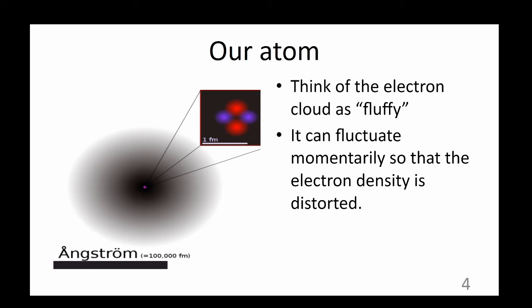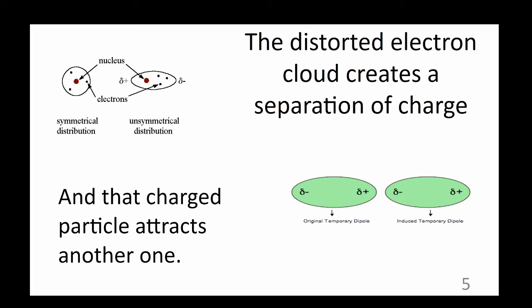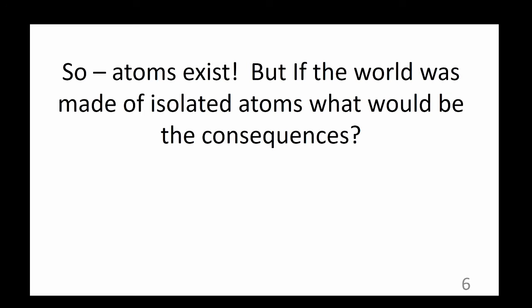The electron cloud can fluctuate momentarily, so that way the electron density is distorted. The image here shows how the electron cloud can be distorted, and as the electron cloud distorts, it creates a separation of charge. This separation of charge can cause the electrons to be temporarily located more on one side of the atom as compared to the other, creating partial negative and partial positive regions of the atom. This is referred to as a temporary dipole. This atom can then induce a temporary dipole in a neighboring atom, and atoms can attract one another.